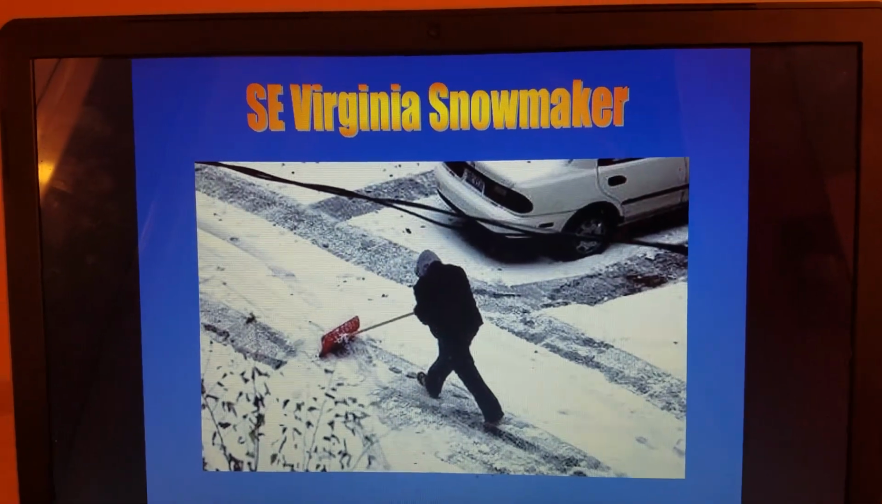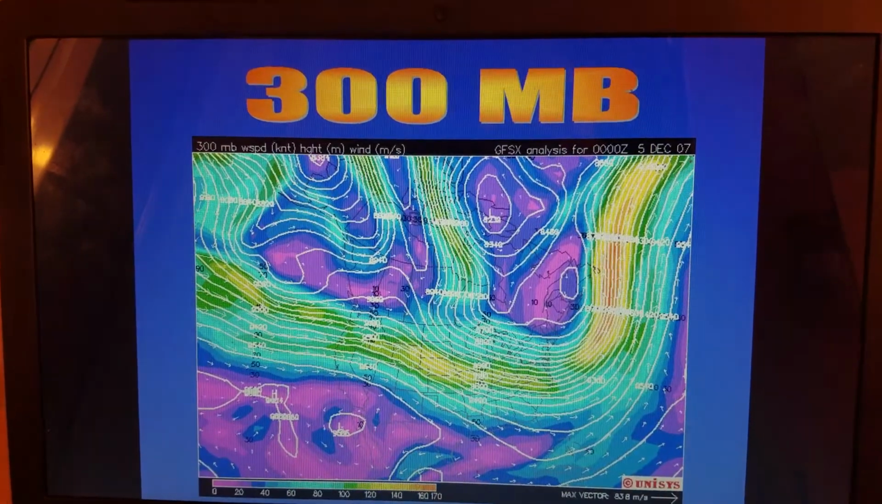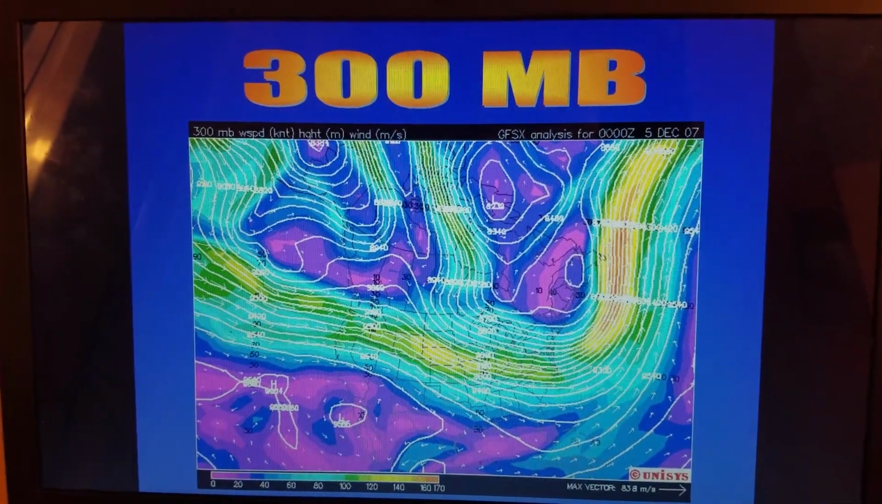And to the northern side of that is where you have the colder air and the snow. So let's go ahead and take a look at the charts that lead to this type of weather event.